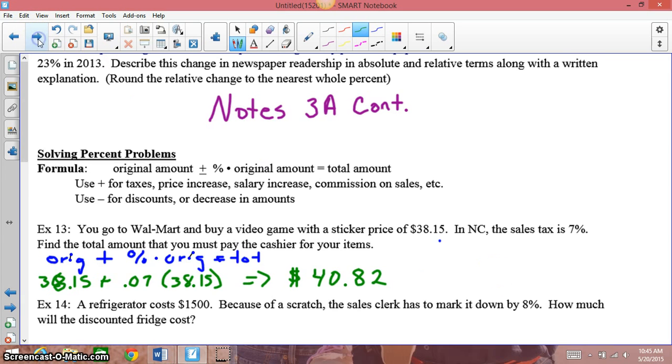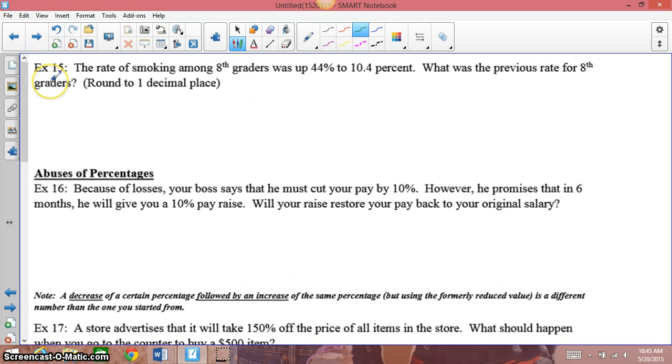We'll flip it on over then to our last page. I definitely want to look at example 15 because it is a little different in what you'll be solving for here. It says the rate of smoking among 8th graders was up 44% to 10.4%. They want to figure out what the previous rate for 8th graders was. Since we're experiencing a percentage increase, I'm going to use my addition sign. So I'm going to go to my formula, original plus percent times original equals my total.